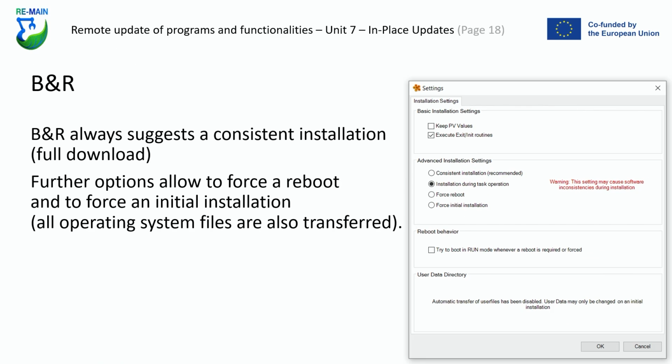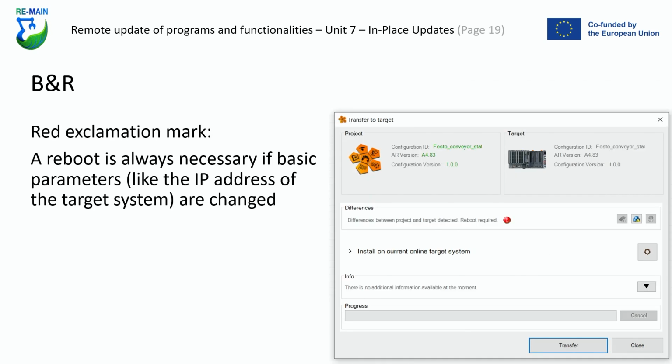By the way, B&R always suggests that you do a consistent installation, which means that you do a full download instead of some online change, just to make sure that you know what you're going to do. And as mentioned before, there will be a red exclamation mark if a reboot is necessary, which will give you an indication that the reboot will take longer and the machine has to be restarted from scratch. So the downtime is significant, or at least experienceable, compared to an online change.